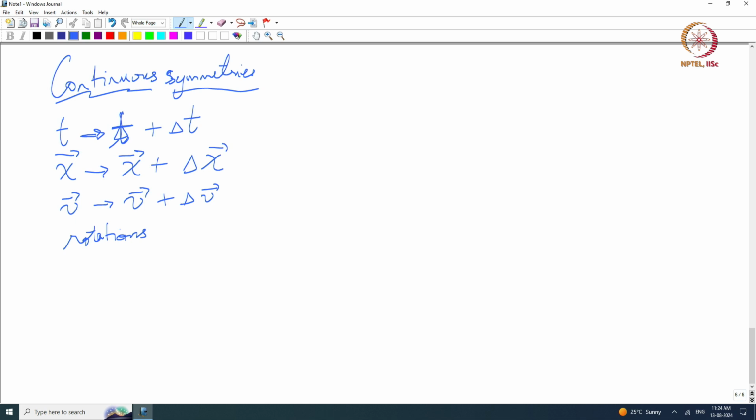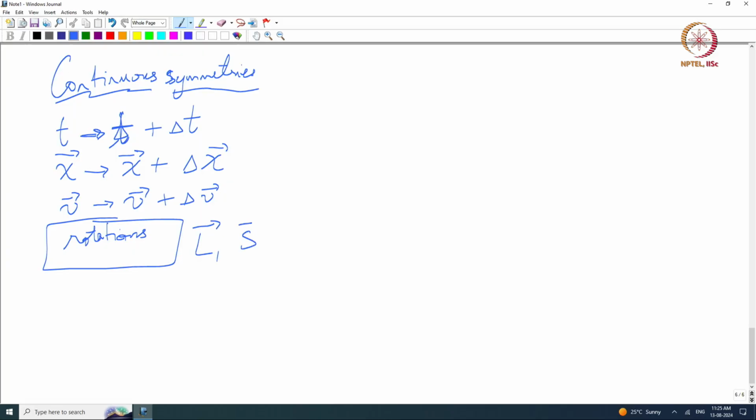So good. So hopefully now you get an idea of what we mean by continuous symmetries. These, some of these at least, we will now apply in the quantum realm. And in the next lecture we will take up rotations and hence the concept of angular momentum, spin and so on. So we will pick that up in the next lecture.